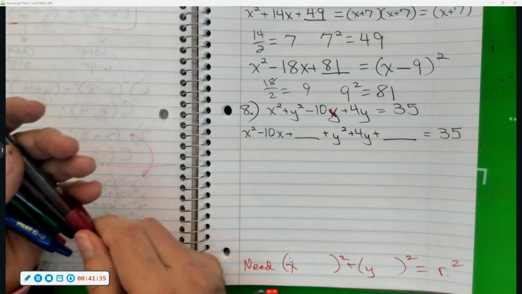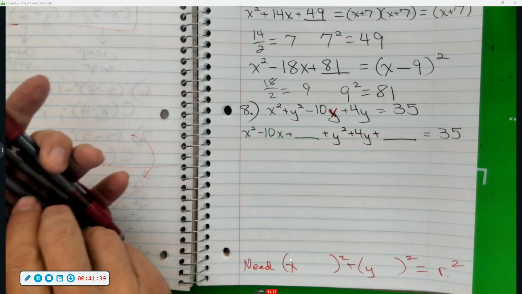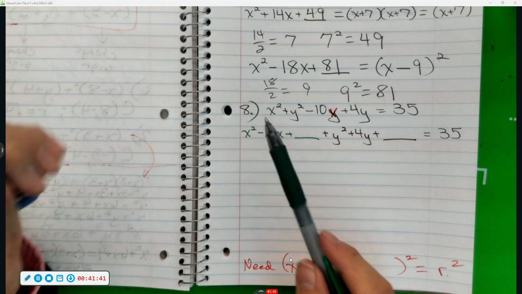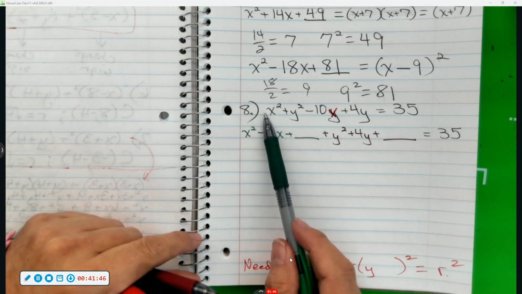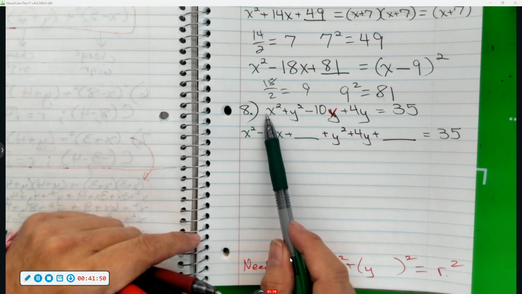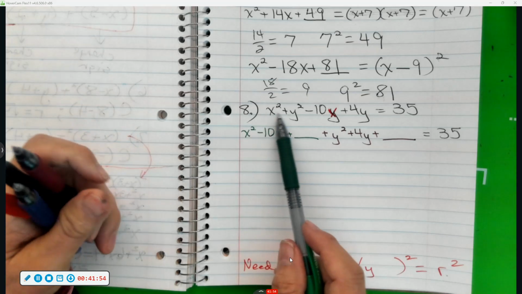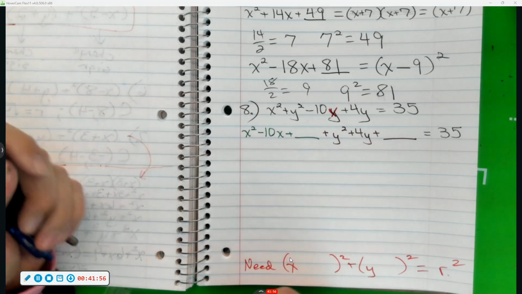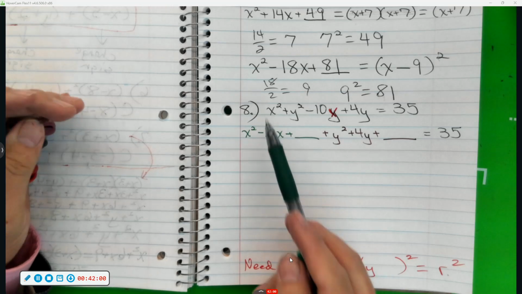We have to create perfect square trinomials. First thing you do, realize our pattern only works if the leading coefficients are 1. If they'd had something other than a 1x squared and a 1y squared, we would have had to divide through by whatever that number is to get a leading coefficient of 1. But fortunately, we have a leading coefficient of 1.